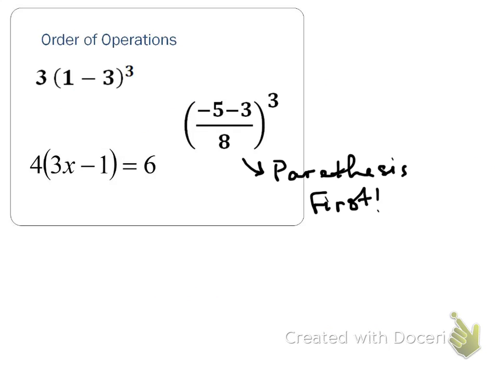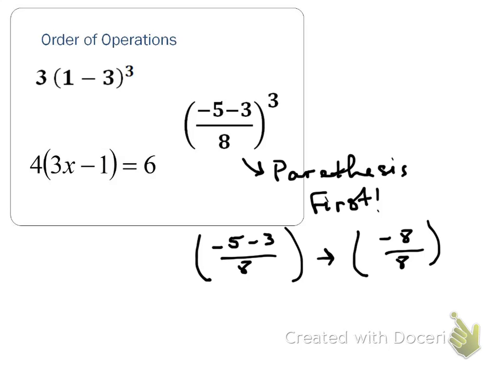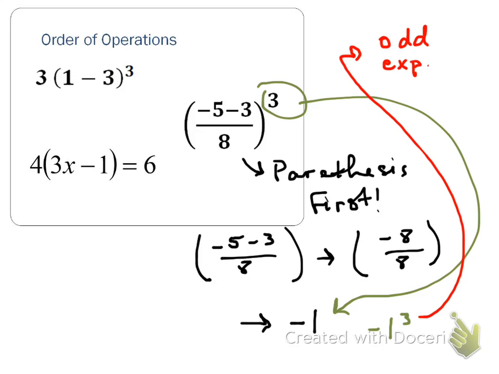Okay, for the second one, the one furthest on the right, it also has parentheses, and there's no variables inside there, so we need to solve that first. So negative 5 minus negative 3 divided by 8, you get negative 8 over negative 8, which gives us negative 1. Next, we need to do the exponent.